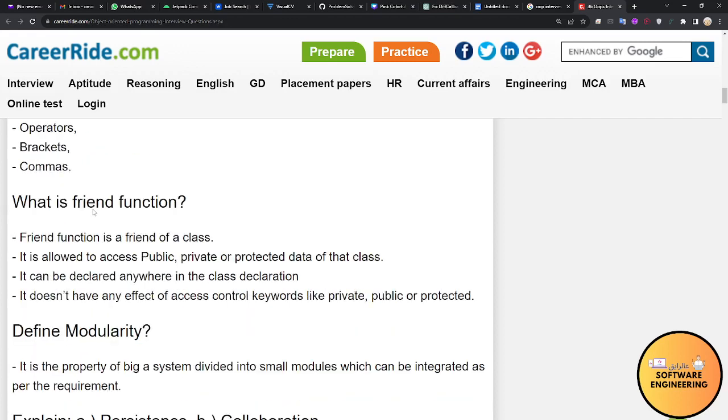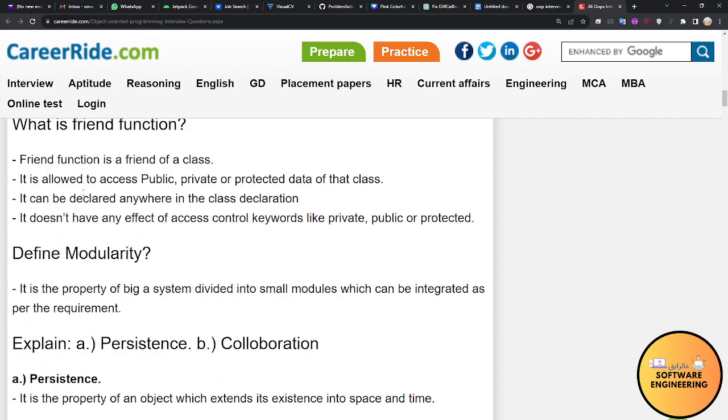What is friend function? ايه هي الfriend function؟ The friend function is a friend of a class. It is allowed to access public, private or protected data of that class. تسمح لك انك توصل للpublic والprivate والprotected data، البيانات اللي موجودة في الclass. It can be declared anywhere in the class declaration، تقدر تعرفها في اي مكان في تعريف الclass. It doesn't have any effect of access control keywords like private, public or protected.